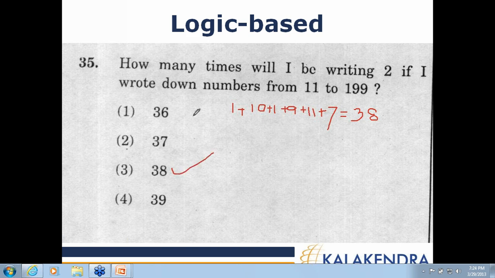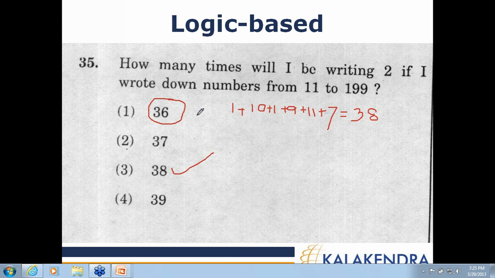Now, the normal mistake is to mark 36 here, because you tend to forget the 2 times 2's that are written in 22's, and you've got 2 of them. One as 22 itself, and the second one is 122. If you've got 222 in the next one, please remember you have to take 3 2's. So it's only asking how many times will I be writing 2.